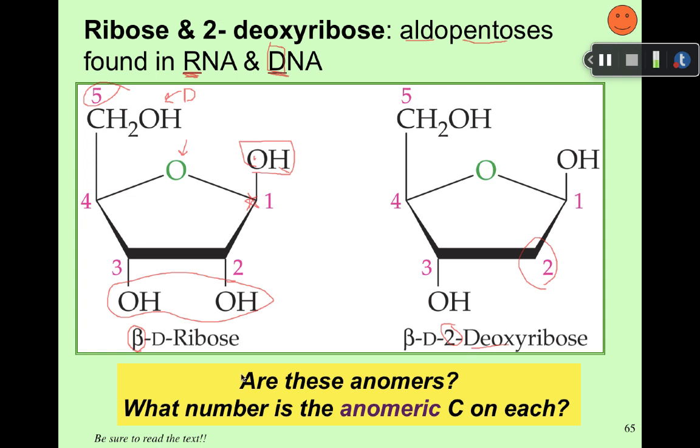Now, the question's at the bottom of the screen. Are these two compounds anomers? And if you recall where the anomeric carbon is, it's the one with the hemiacetal. Anomers are a pair of compounds which are the same other than the orientation at that hemiacetal carbon. In this case, the answer would be no, because deoxyribose is not even an isomer. It's lacking in oxygen. And I answered the second question then. The number of the anomeric carbon on each is carbon 1, which is a common pattern.